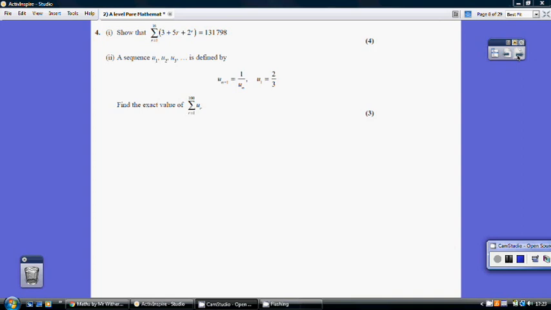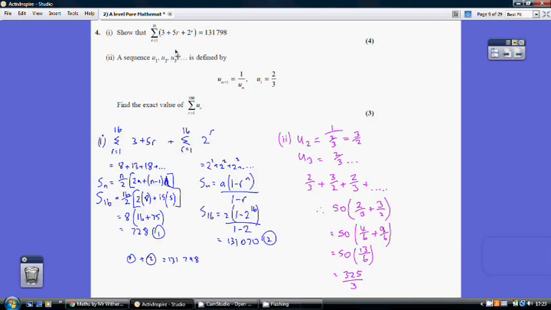So for part 1, to show this, it's best if we split this sequence which is being added into 2. Let's first take out the linear bit, the sequence of 3 plus 5r, which is like the nth term one at GCSE, and then add on to that the sum from 1 to 16 of 2 to the power of r. Let's do these separately, then add them together.